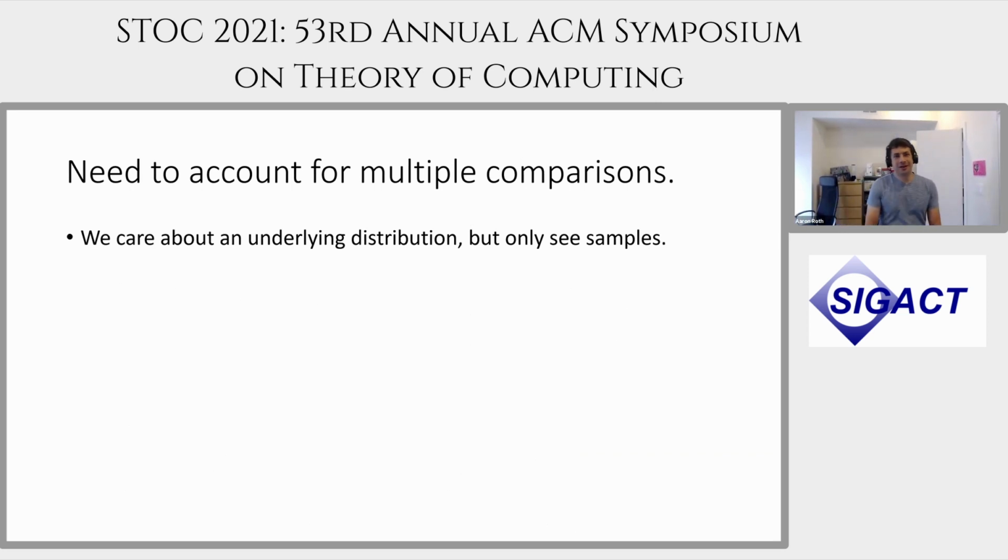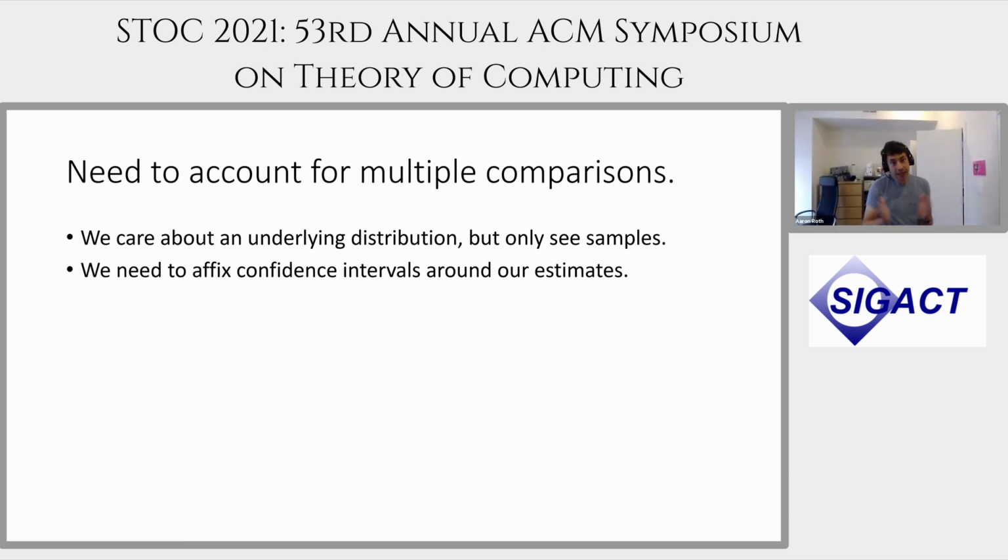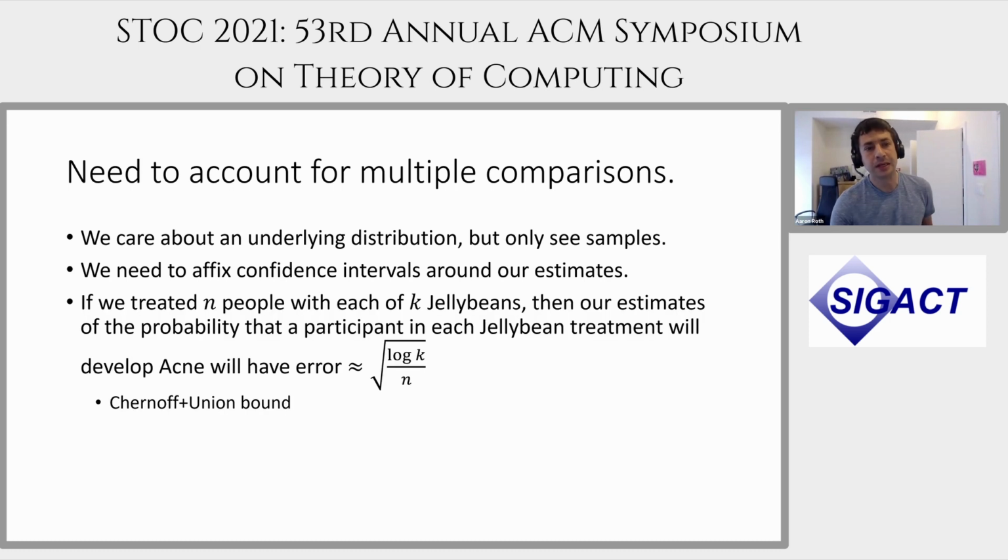So, we need to account for multiple comparisons. If you test 20 things, it's not surprising that one of them is significant at a 5% level of significance. And so the underlying problem is that we care about the effect of jelly beans on acne in some underlying distribution, but we only see samples. And so really what we should do is we should affix confidence intervals around any kind of statistic that we estimate, because we're estimating it in sample, we care about it out of sample.